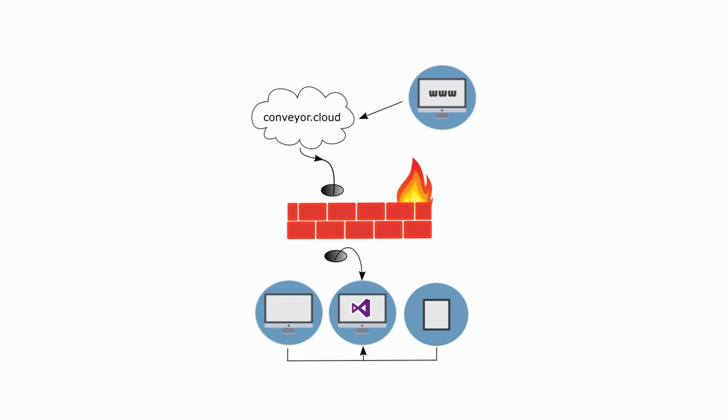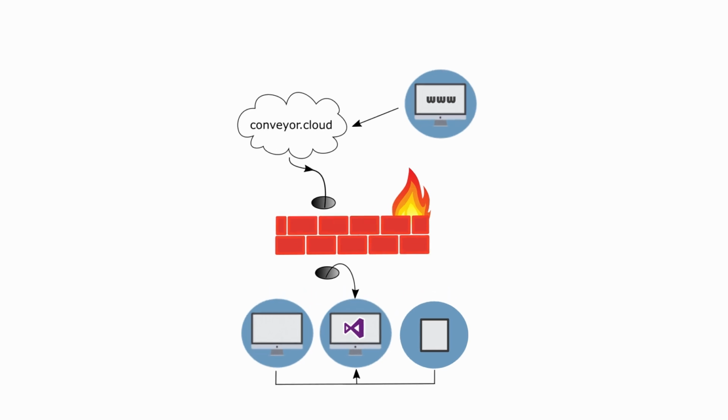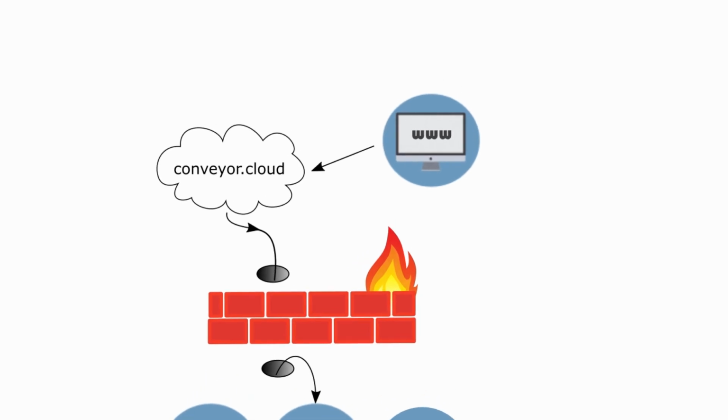Usually allowing remote access to your web application involves making a lot of configuration changes, and it can also be error prone, but Conveyor simplifies this whole process and we don't have to make any configuration changes whatsoever.